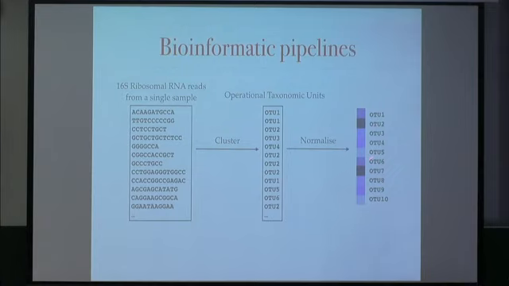This normalization itself is not straightforward, so you have different options. You can filter out rare species, you can normalize each count by the length of the read, okay? So there are choices to be made in this step as well.